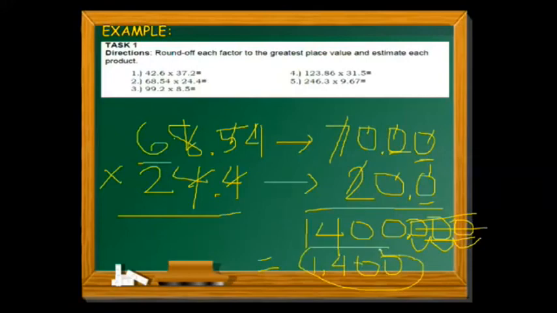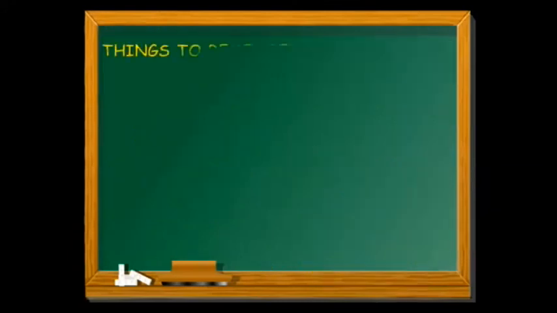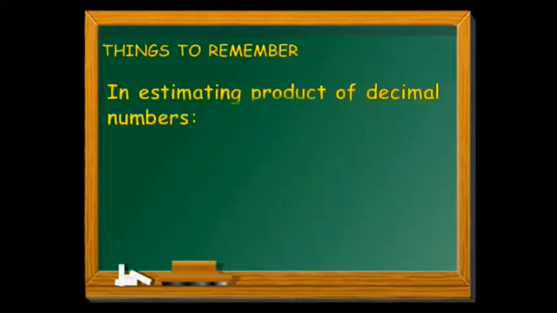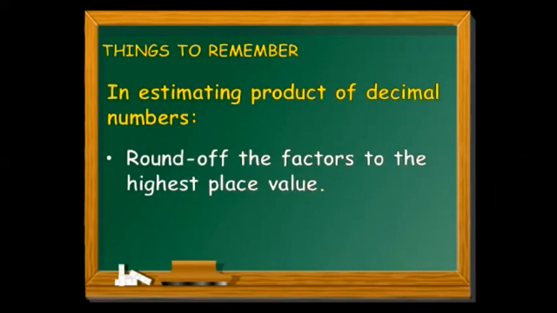Diba? So, tandaan lang natin, we need to round off first. And after rounding off, multiply the whole number. Count the number of zeros. Ilagay lang dun sa baba. And then count the number of decimal places. So, dahil hindi naman natin kailangan, we will just remove those zeros after the decimal, kasi wala naman siyang value, zeros lang siya. Unless magka-whole number dyan. Pwede yun. Okay? So, next one is to remember to estimate the product of a decimal number. The first thing is we need to round off the factors to the highest place value and then multiply as is. And that's it.